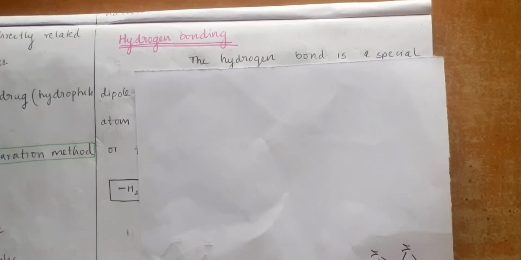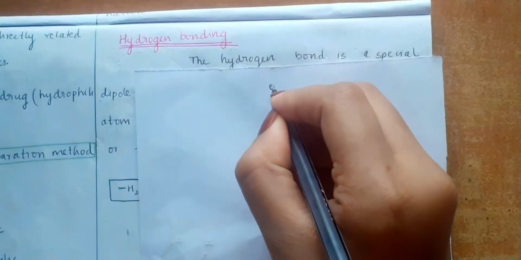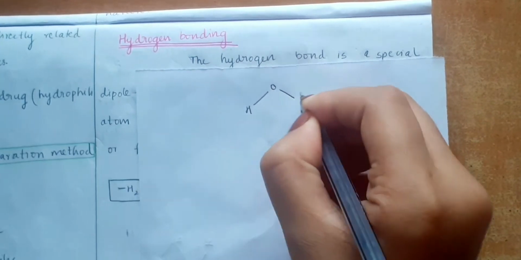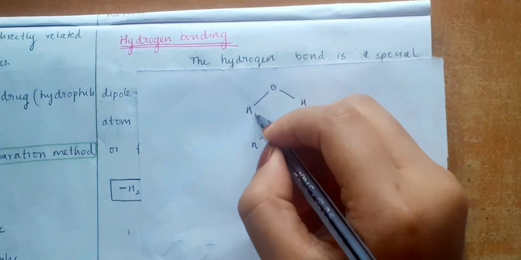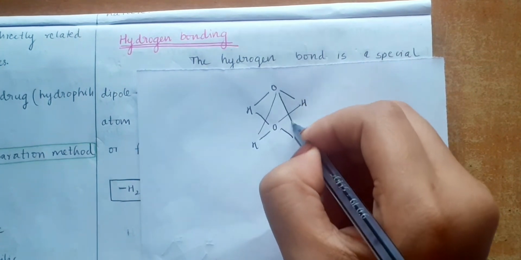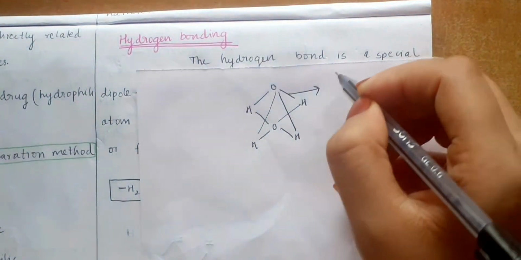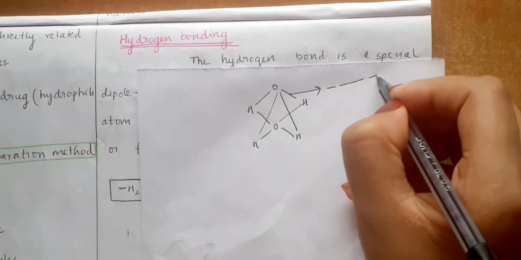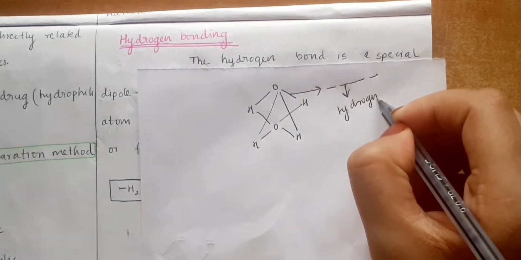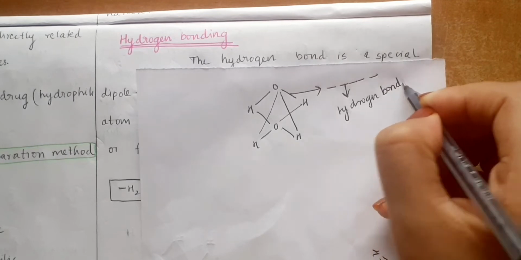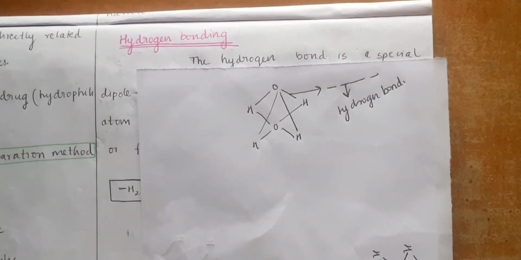If I show you in 3D structure, it forms something like this: OH, H, OH and H. This line is represented as a dotted line, and this is called a hydrogen bond. Simple, right? You guys understood how a hydrogen bond is formed.